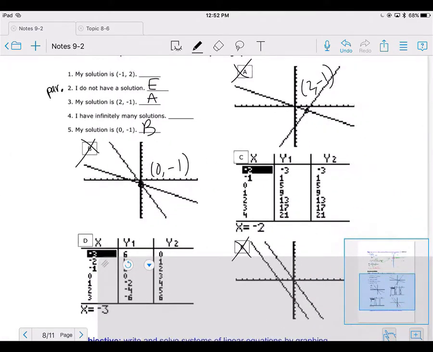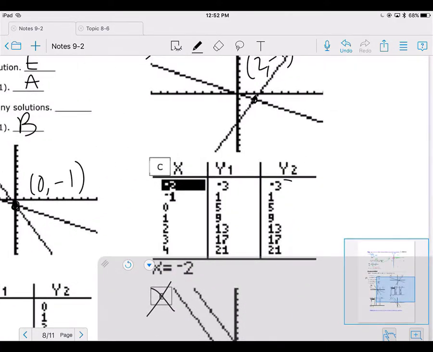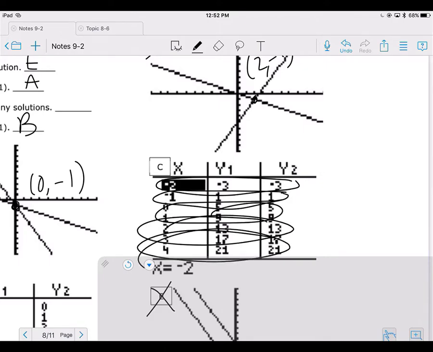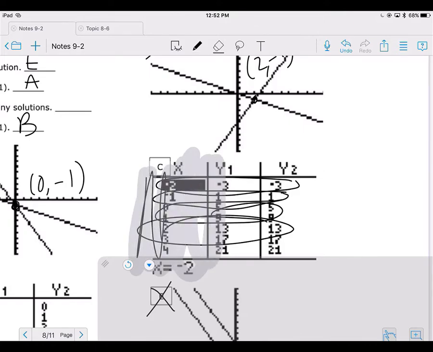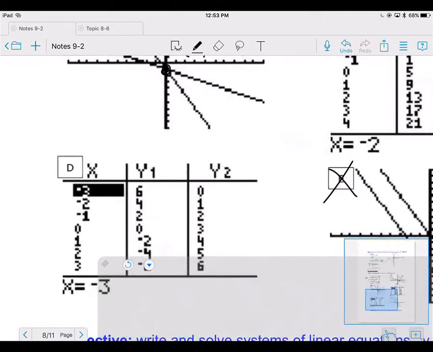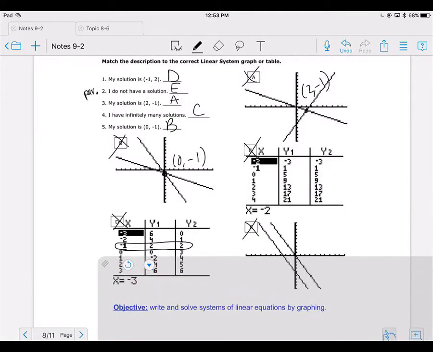And then I have 2 tables left, so the solution is -1, 2, or infinitely many solutions. So looking at C, I'm trying to see, do I see a point where they're the same? Oh, well, they're the same here. They're the same here, and here, and here, and here. So because all of my points are exactly the same on C, y2 matches exactly with y1, this is going to be infinitely many solutions. And so D must have a solution at -1, 2. I double check, and x is -1, y's are the same. So D, E, A, C, B are your correct answers there.